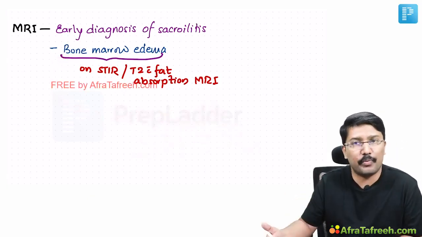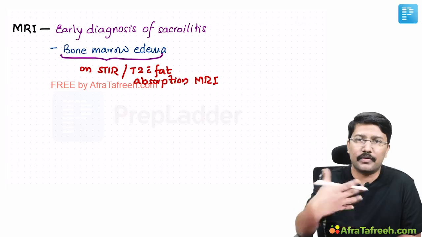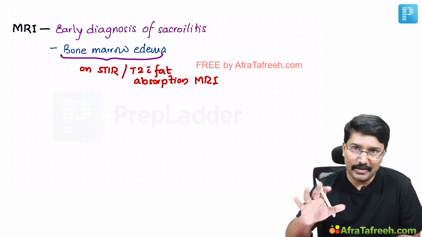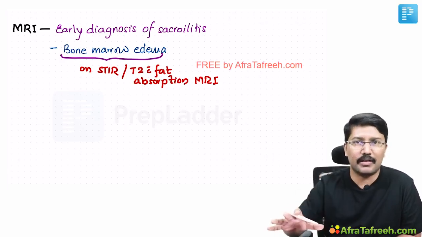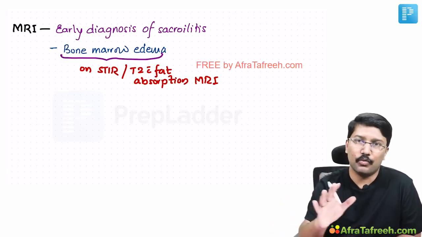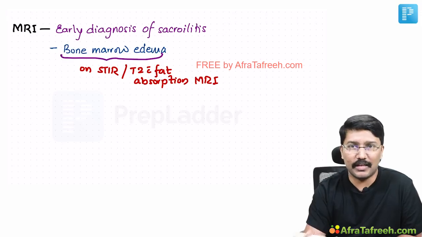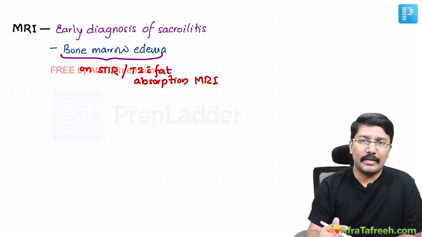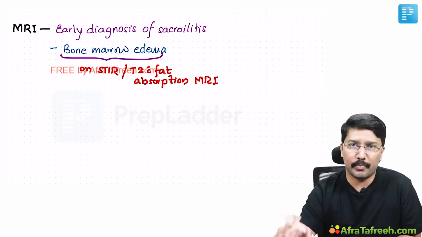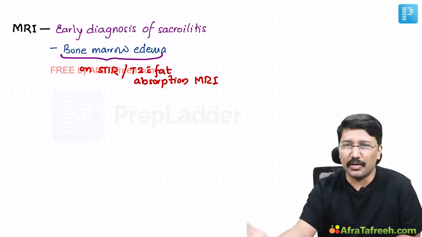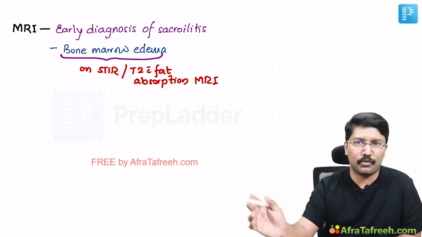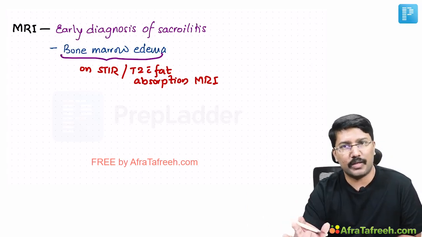To identify this bone marrow edema, obviously there will be MRI evidence of inflammation and all, but that is not very specific because it may be confused with other possible entities. So bone marrow edema is relatively specific to ankylosing spondylitis. But to identify it, we cannot rely on the conventional MRI sequences which are done for routine evaluation of low backache. Those are not going to be very useful.